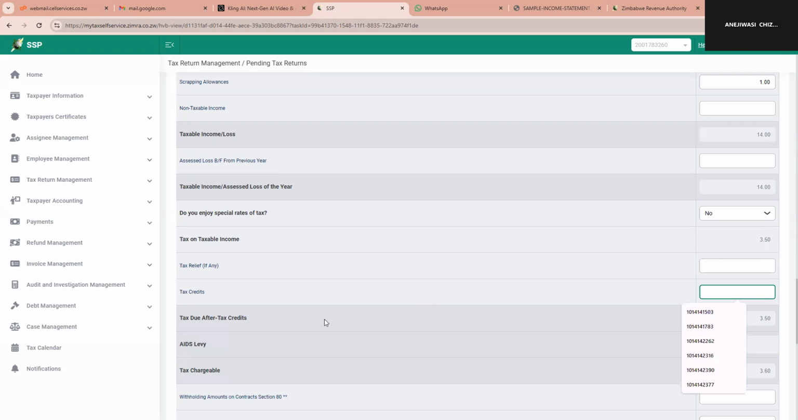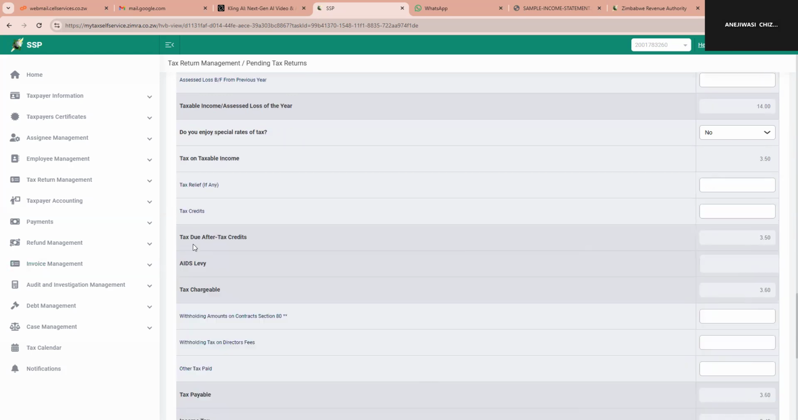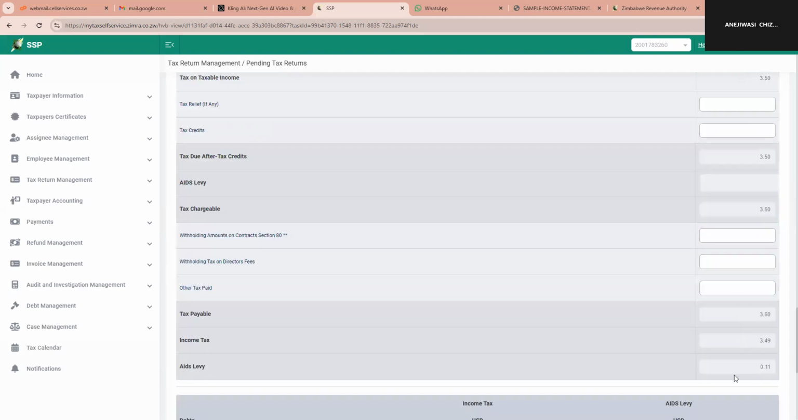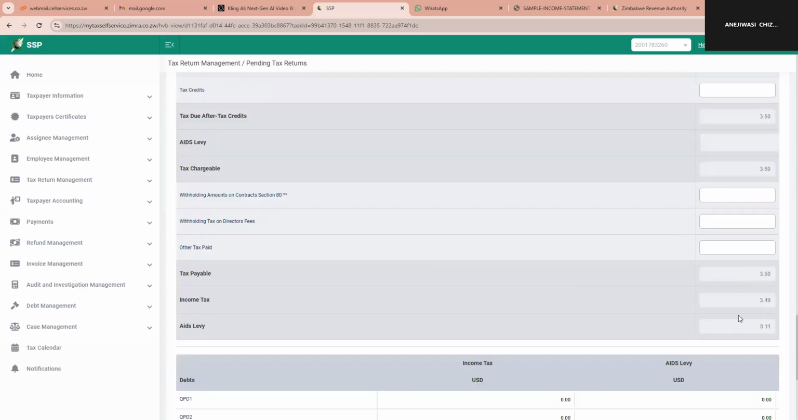You put that up there. Then the system will calculate. This is the tax due after tax credits. So this is your tax due. Tax chargeable, then it gives you that after putting up the AIDS levy. So this is the tax payable. Then it does the final computation. It breaks down. The tax payable is $3.60 broken into income tax plus your AIDS levy.